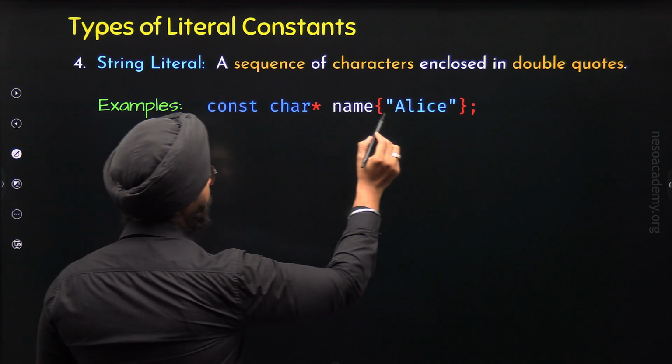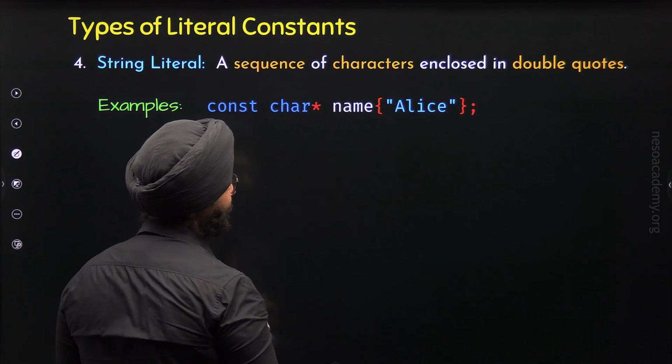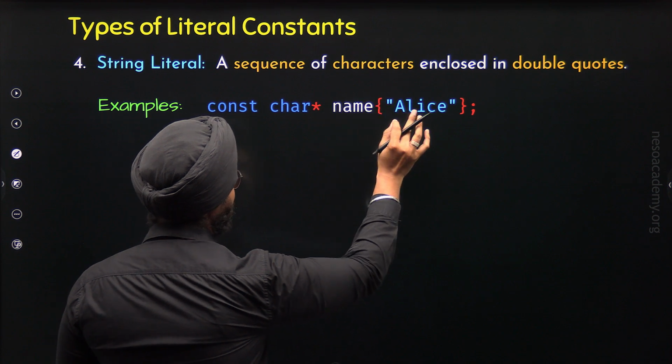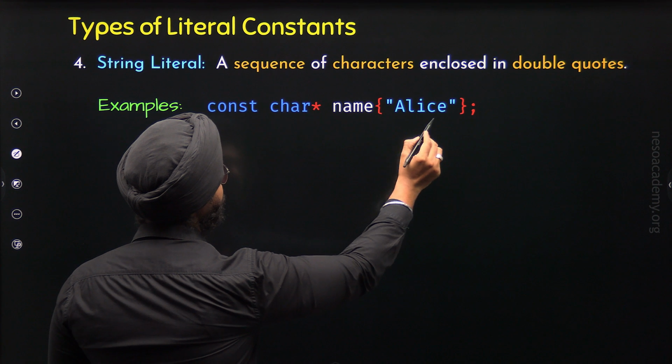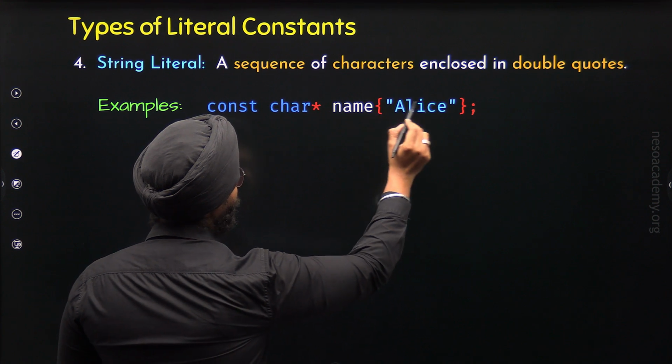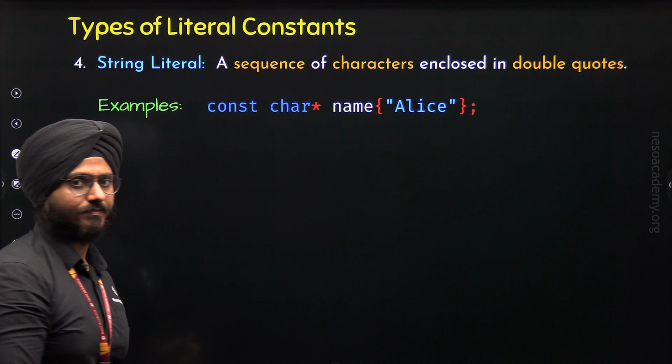I have assigned the string literal to it, which is Alice. So this variable has been initialized to Alice. We can observe here we have a sequence of characters enclosed within double quotes.